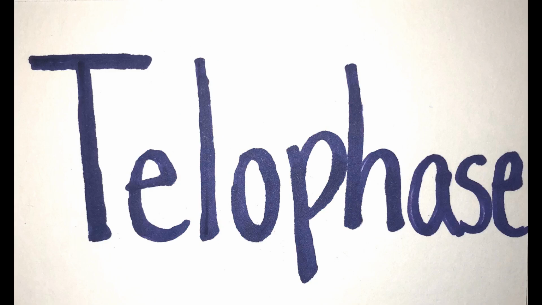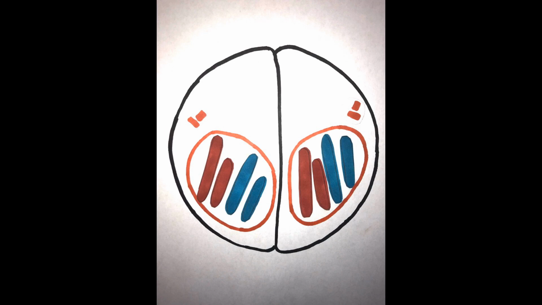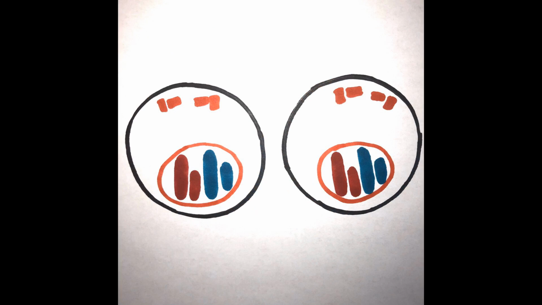Telophase is the final stage of cell division. Here, membranes form around the two groups of chromosomes at opposite ends of the cell to produce the two nuclei of the daughter cells. The spindle disappears and the cytoplasm usually divides, which is a part of cytokinesis.